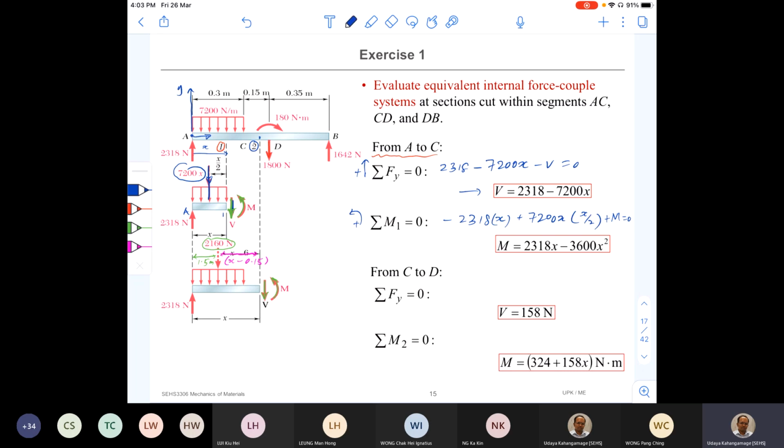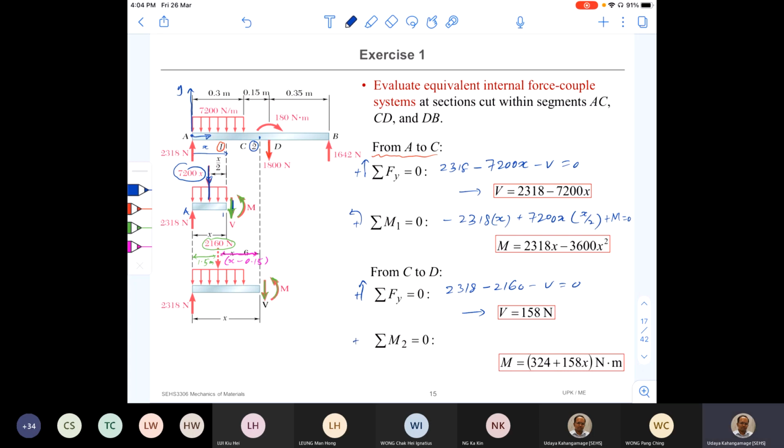So you can write your equations of equilibrium. So I first write my sum of forces in y direction, which is equal to 0. Okay, 2318 minus 2160 minus V equal to 0. Okay, so you get this equation. So it's a constant. So it says that shear force from C to D is a constant, right?